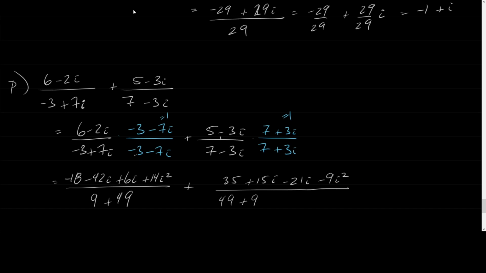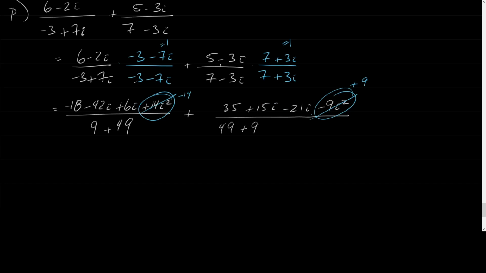Now, in here, this piece right here is going to become just negative 14. How come? Because i squared is negative 1. 14 times negative 1 is negative 14. This piece right here is going to become a positive 9. How come? Because i squared is negative 1, and negative 9 times negative 1 is positive 9.